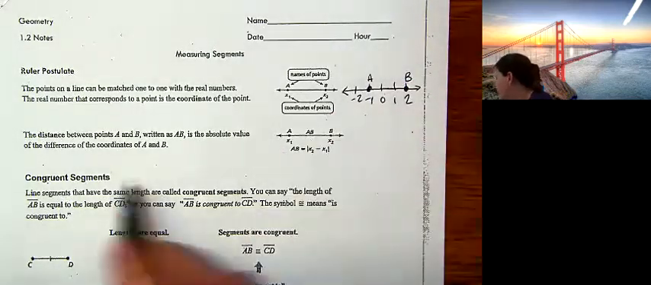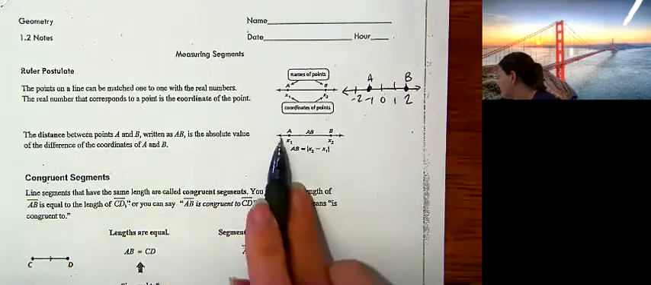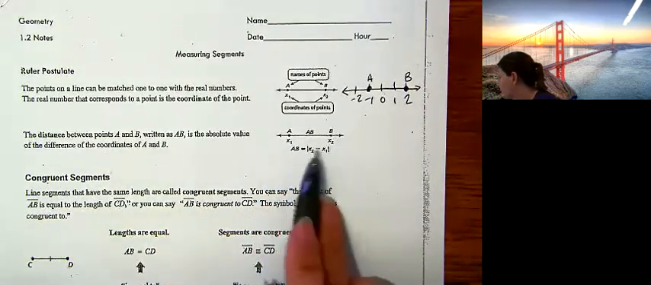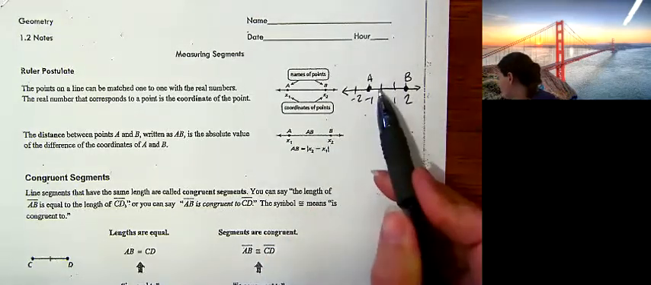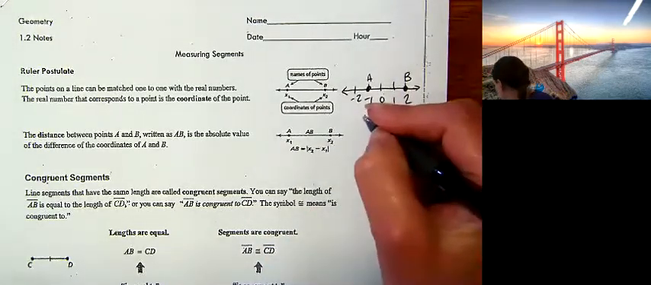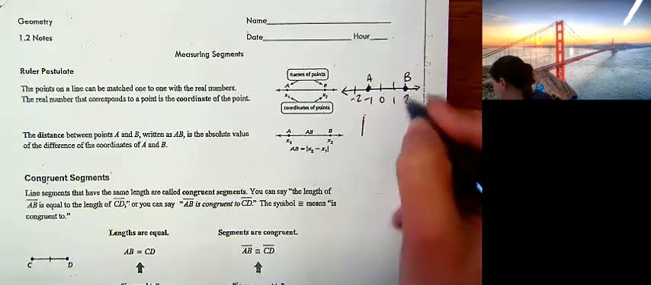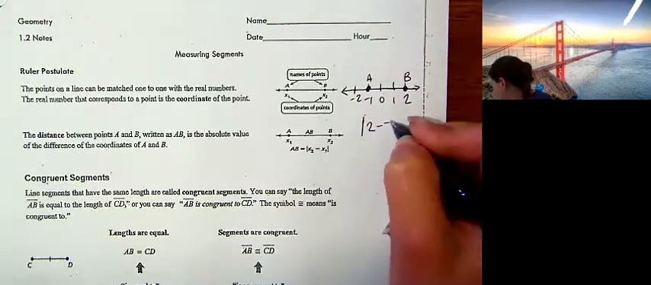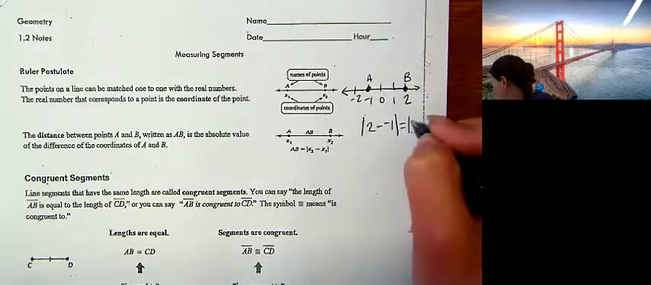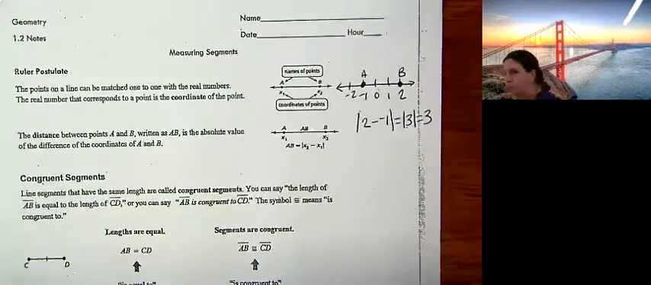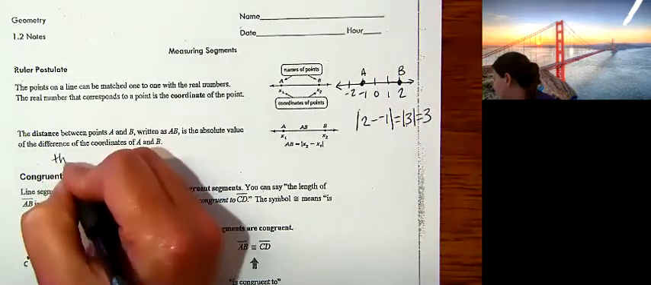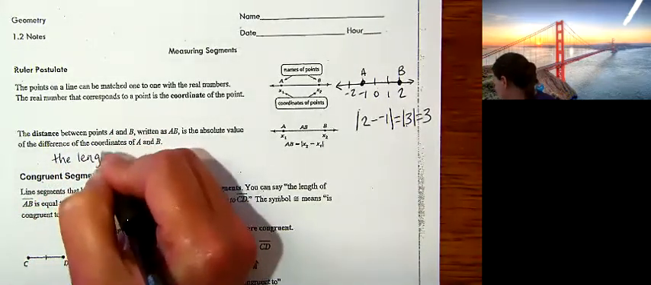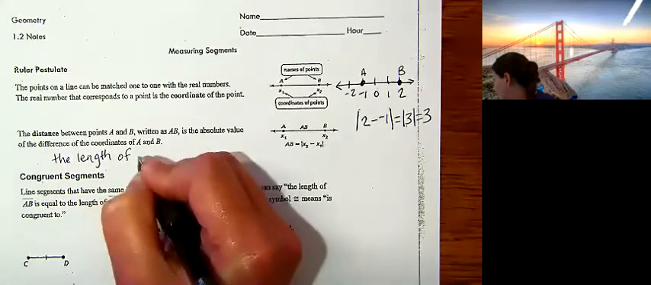Or I can think about it as the distance, and distance is always positive, so it's the absolute value of the difference of two different points. So I could count 1, 2, 3, or I could find the absolute value from 2 to -1, which is the absolute value of 3, which is still 3. So anytime you find the distance, you're actually finding the length of a segment.